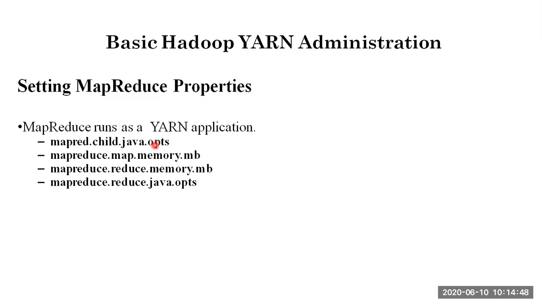Right? So for this we will be passing mapred.child.java.opts, which provides you a larger or smaller heap size for child JVMs of maps.